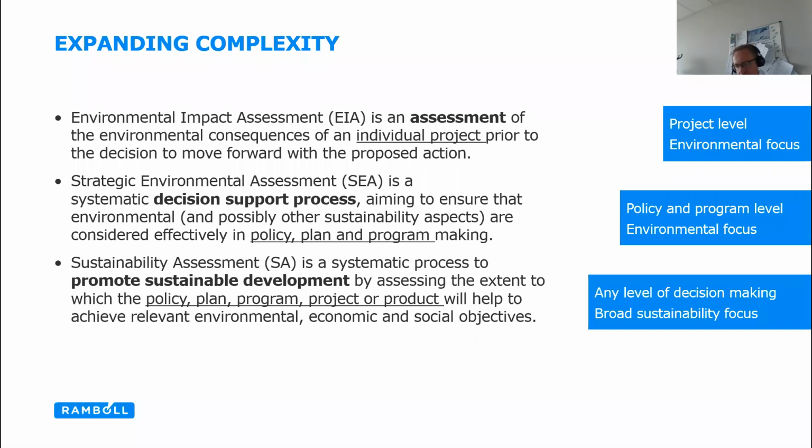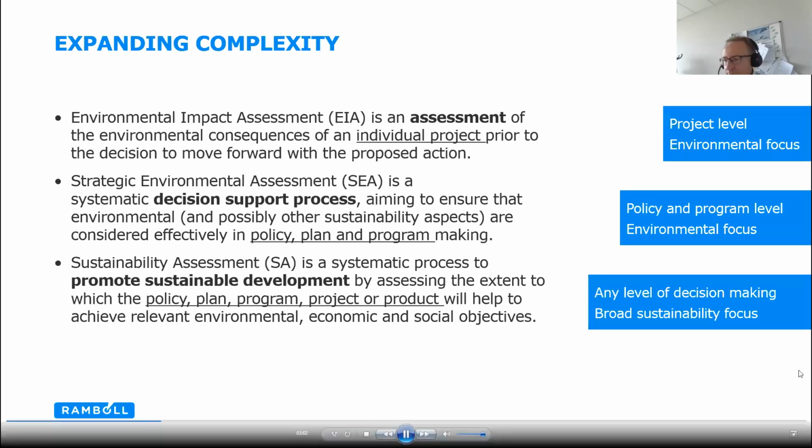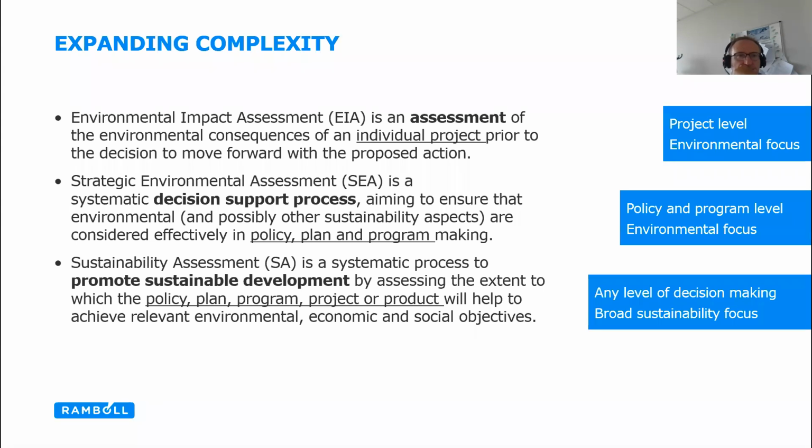Environmental impact assessment is an assessment of the environmental consequences of an individual project prior to the decision to move forward with the proposed action. The strategic environmental assessment is, on the other hand, a systematic decision support process aiming to ensure that environmental aspects are considered effectively in policy or program making. For sustainability assessment, it's not enough to only assess; there should be an emphasis on promoting sustainability. Therefore, sustainability assessment should be seen as a systematic process to promote sustainable development by assessing the extent to which the policy, program, or product will help to achieve the relevant environmental, economic, and social objectives.